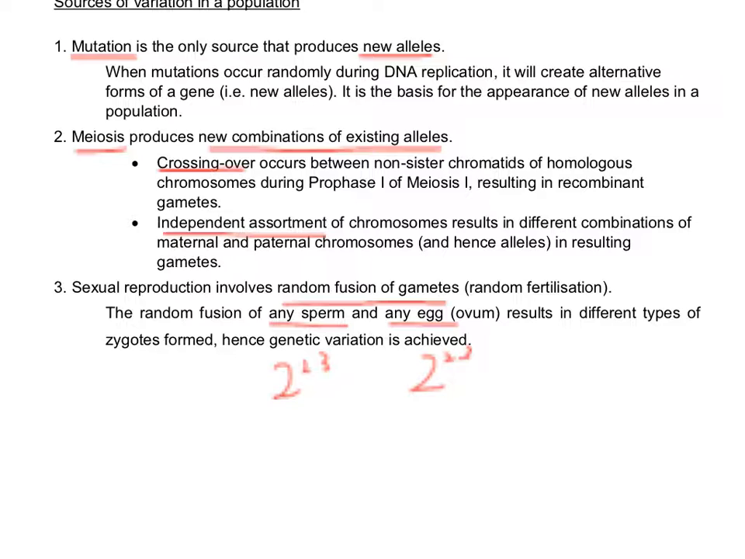For the last one, this is the idea that when you have the process of fusion of gametes, you can have any sperm or any egg that is going to fuse to give rise to an individual. If you're talking about a human, any sperm could be one of 2^23 combinations, and any egg could be one of 2^23 combinations. So you actually have that many different combinations or possibilities. There is variation that comes from that.